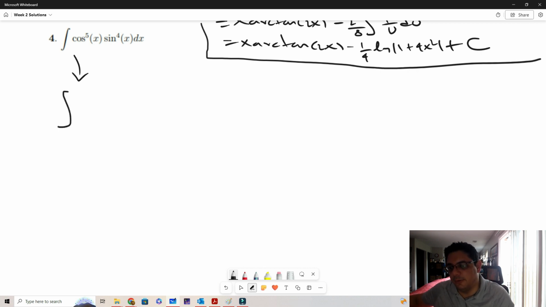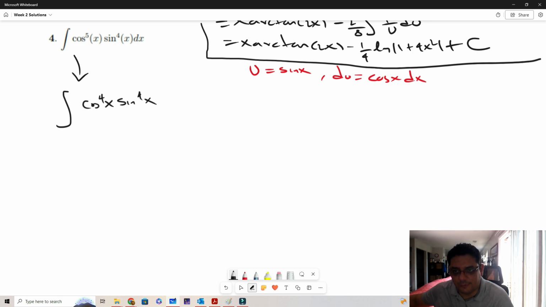And so to be able to use that substitution that I want, remember I want u to be sine of x, and so du will be cosine of x. So I want to get this du, and so if I want to get that du, I'm going to pull one of these cosines, and so I'm going to leave cosine to the 4 of x, sine to the 4 of x, and I'm going to pull that extra cosine here, cosine of x dx.